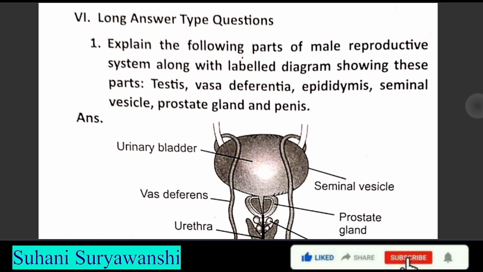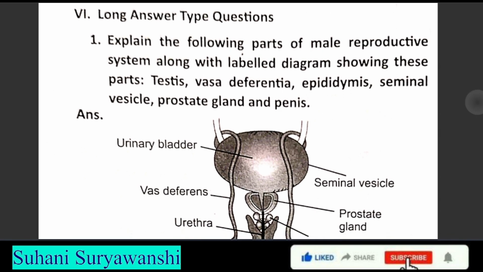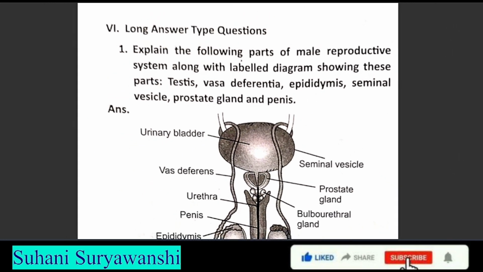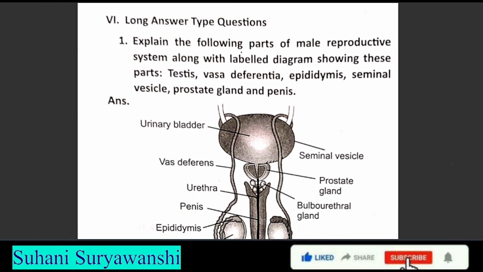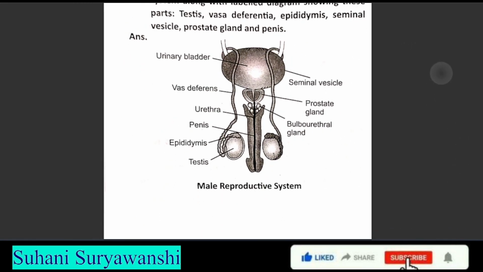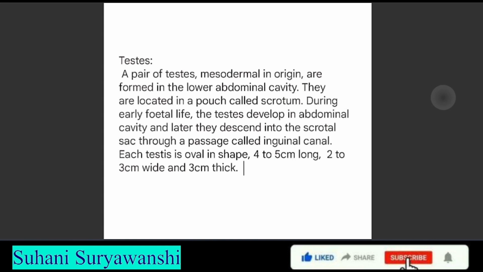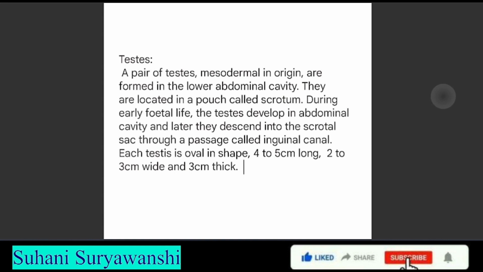Long answer type question. Explain the following parts of the male reproductive system along with a labelled diagram showing these parts: testis, vas deferens, epididymis, seminal vesicle, prostate gland, and penis. So you can check out the diagram. Next. So testis. A pair of testes, mesodermal in origin, are formed in the lower abdominal cavity.